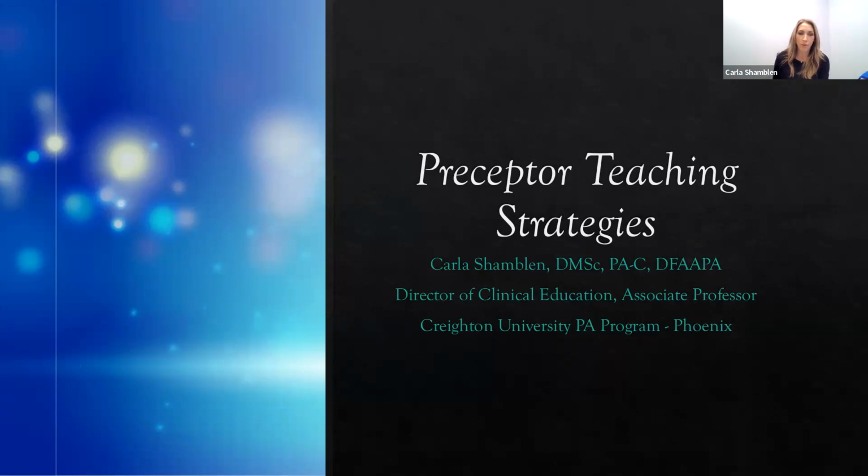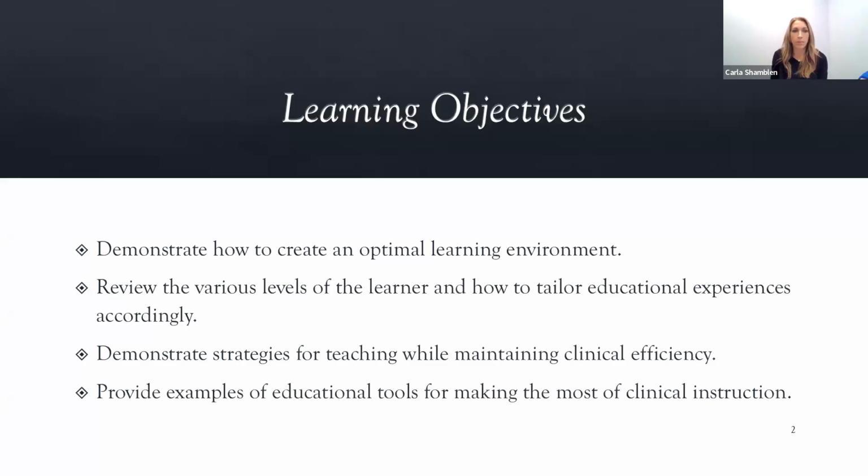We wanted to talk a little bit about some specific preceptor teaching strategies during this session. So we're going to jump right into it. I really want to talk about how to create an optimal learning environment, because I think that's one of the first things that, when we think about teaching, we sometimes forget: creating that space for students, and communicating and setting expectations. How the different levels of the learner can affect how we should tailor the educational experiences for our students on rotations.